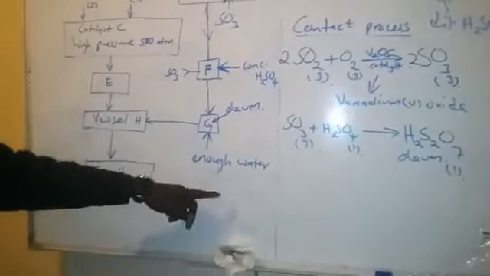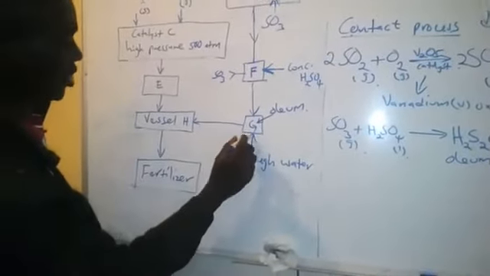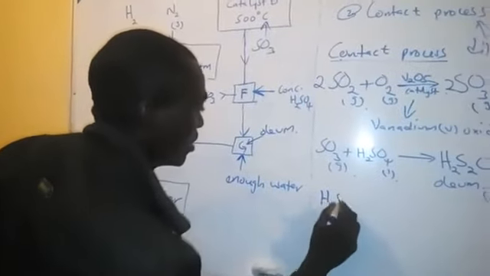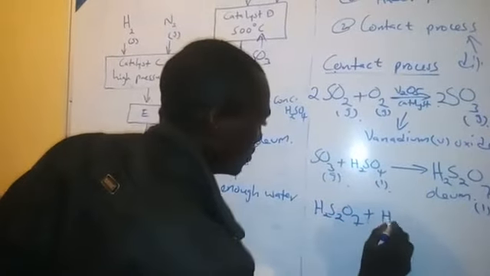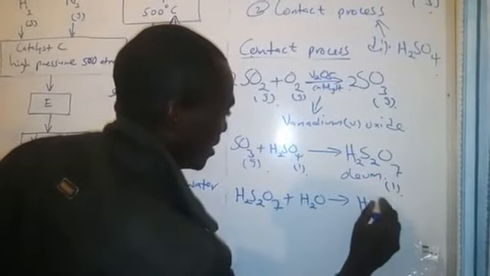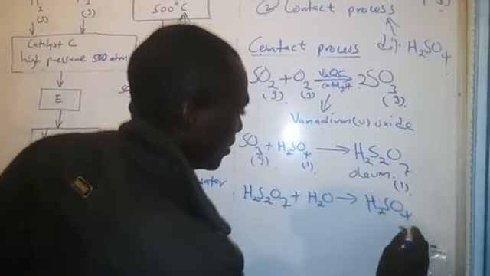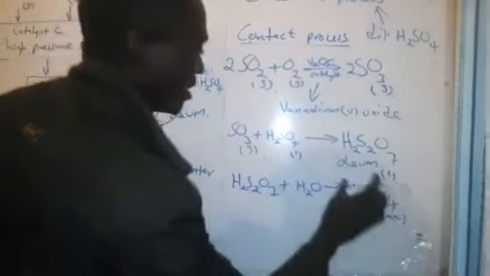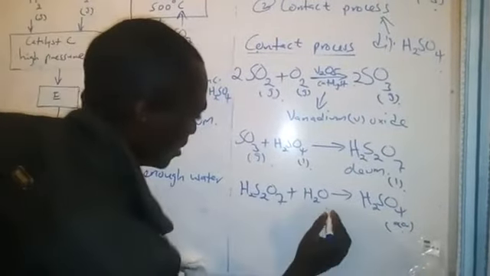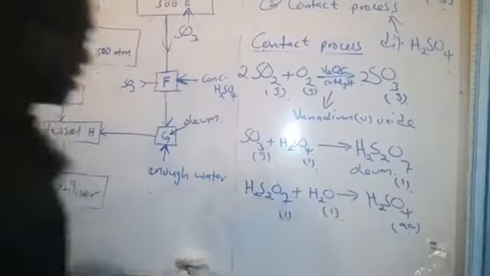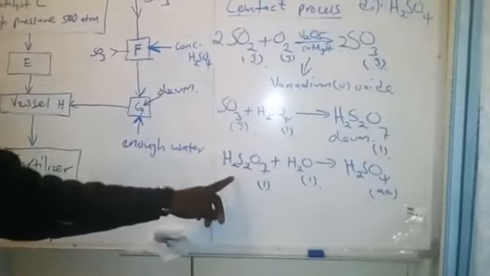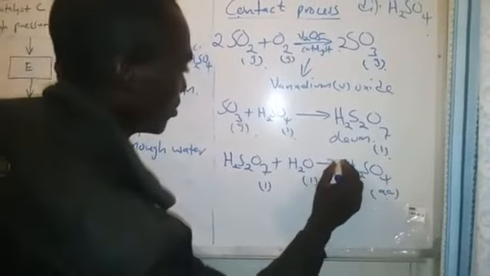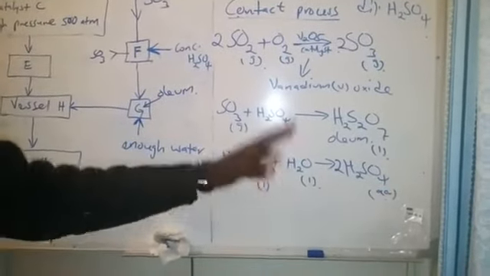Finally, in this process, the contact process, what are they adding to G? Enough water. So we have H2S2O7, that is oleum, and they are adding water. So we end up forming dilute sulfuric acid. I say dilute is aqueous in state, conc is liquid in state. Let's balance. H2 plus 2, 4. So we put 2 here. And I think the equation is balanced.